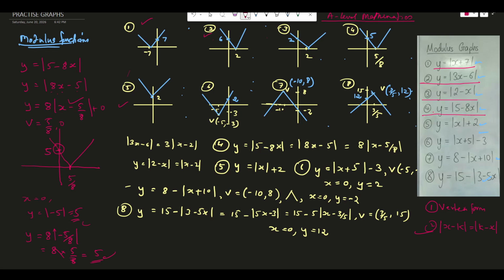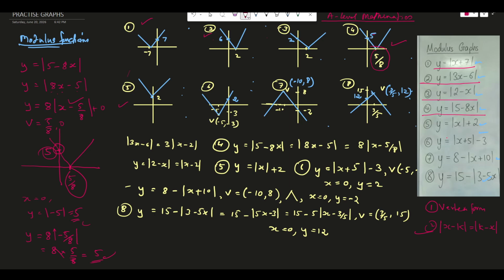This is the fourth one, not the fifth one. Okay, so this is that answer. Can you see the vertex is at 5 by 8? Vertex at 5 by 8. Okay, and your y-intercept is at 5. You see the y-intercept here is 5. Okay, so that was the fourth one.